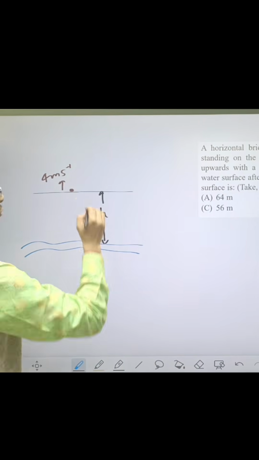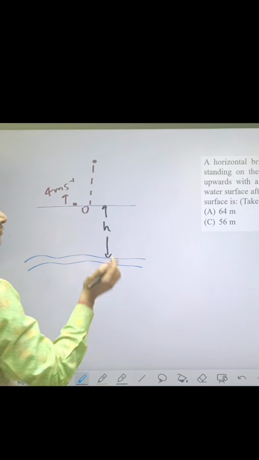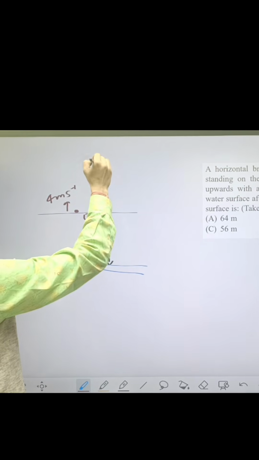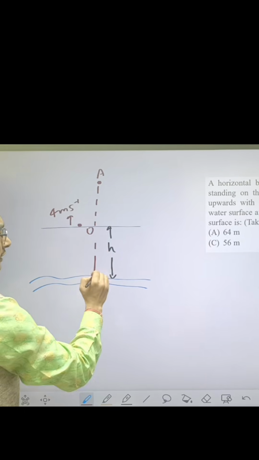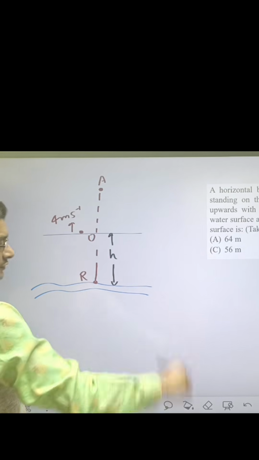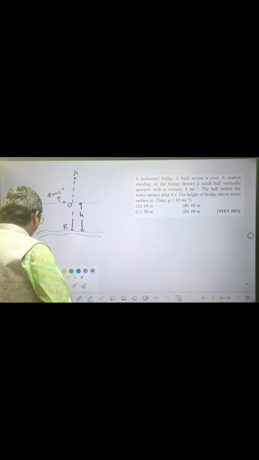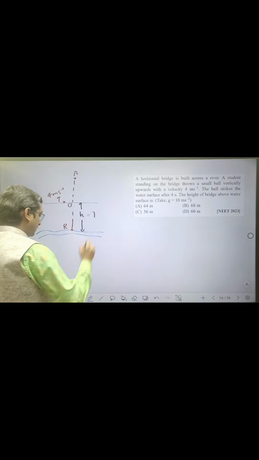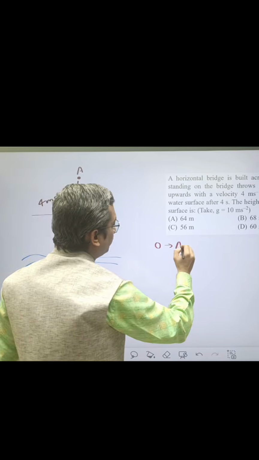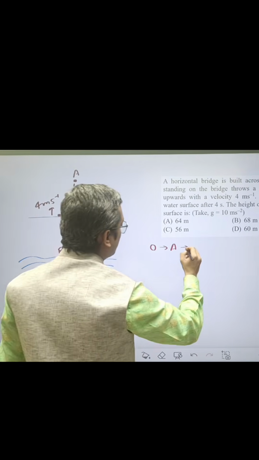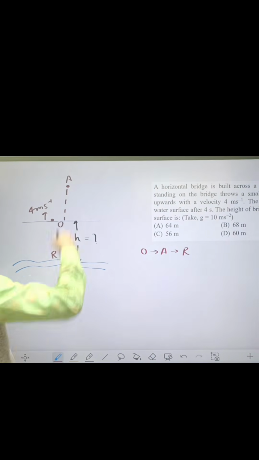So the journey of the ball would be like this: suppose the ball starts its journey from point O, reaches the highest point A, then again comes to point O, and finally it reaches the river surface, that is R. So we have to find the value of h. Since the ball starts from O, reaches point A, then again O, and finally the river surface, so O to A to R.